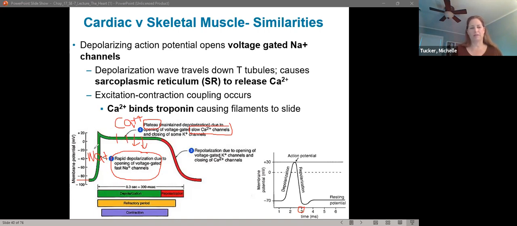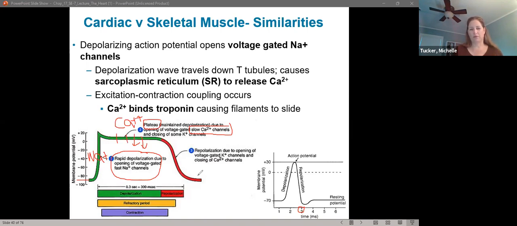And so it has a very long, what's called absolute refractory period. So it cannot be stimulated with another depolarizing event because we're already so high up here at this plateau. So a very long absolute refractory period prevents tetanic contractions. And this plateau is due to slow calcium channels.